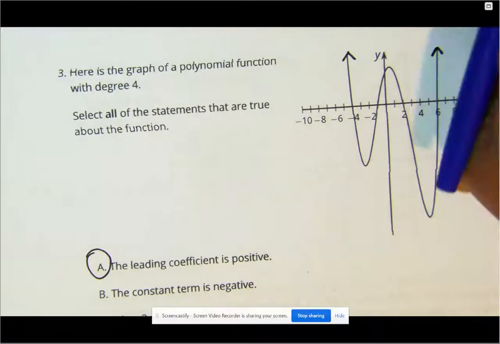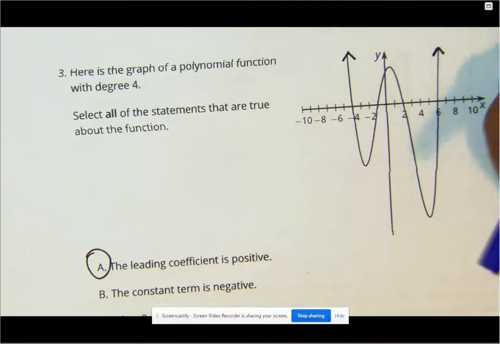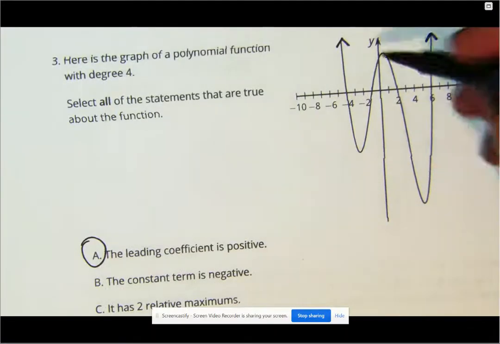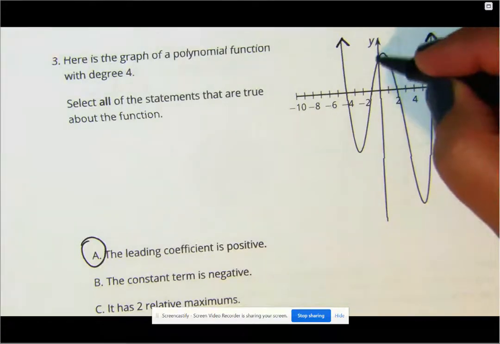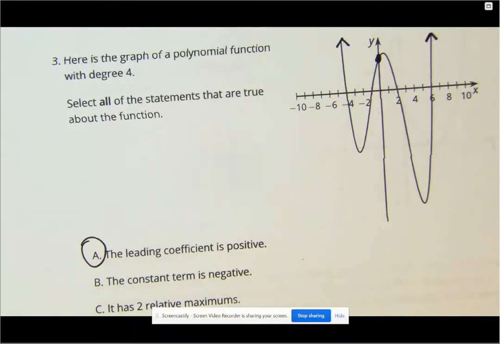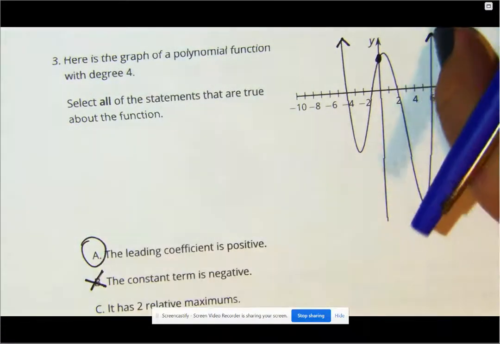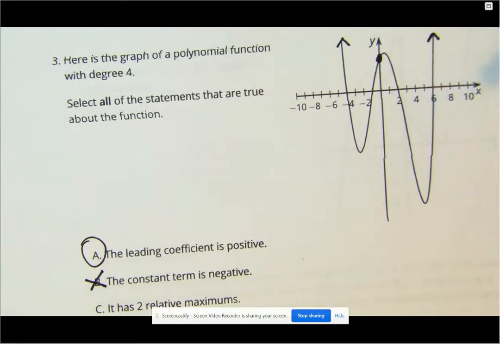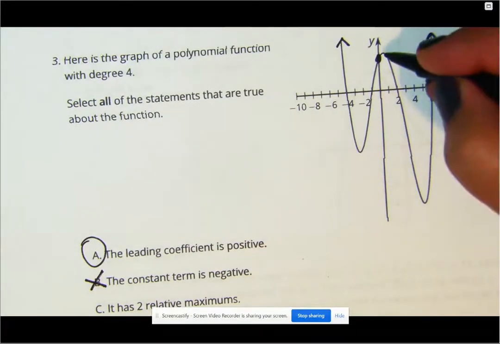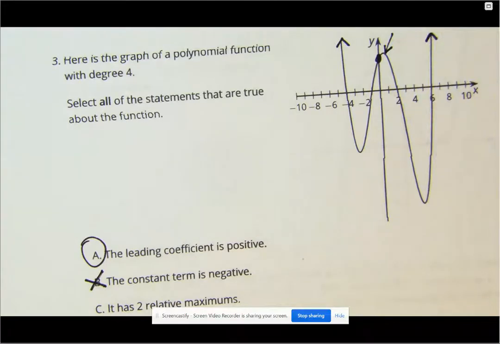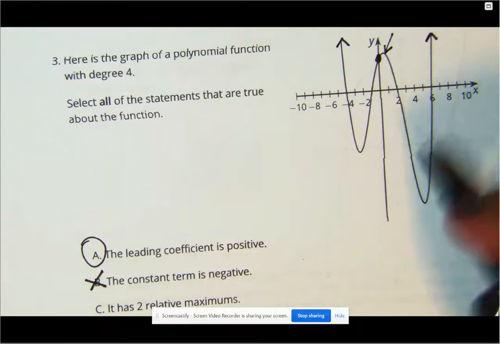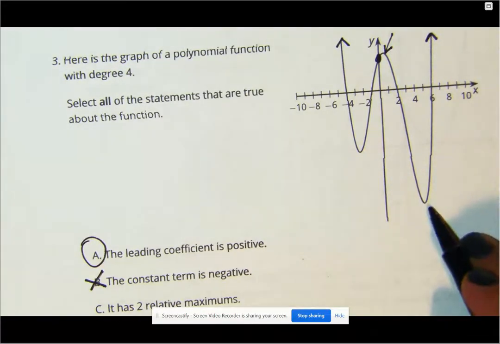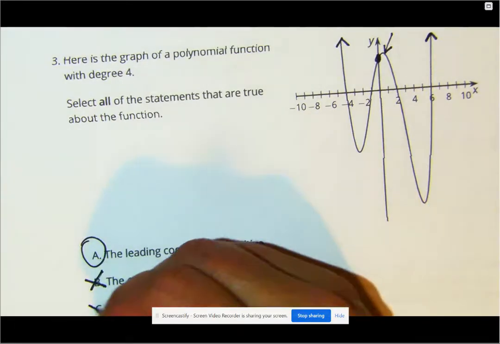The constant is negative. The constant is your y-intercept. So here's your y-intercept right here. That's clearly not a negative, so this is not correct. It has 2 relative maximums. That's the only relative maximum I see. I see 2 relative minimums, but not 2 relative maximums, so C is not right.